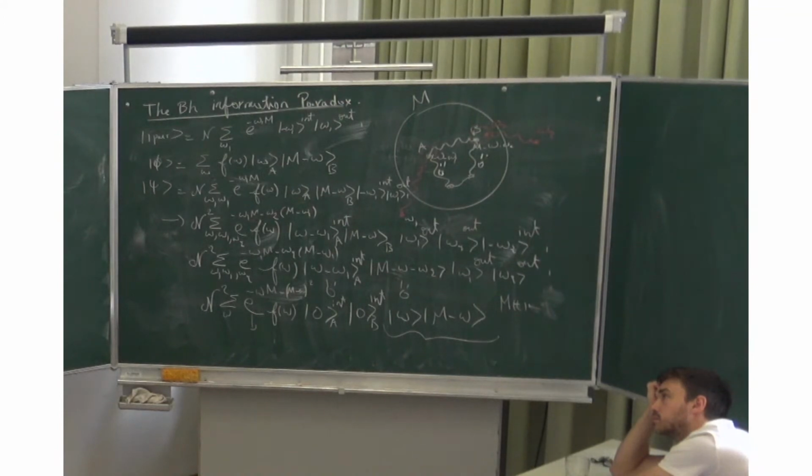Now, exactly at the Page time, which is defined as when half of the black hole entropy is emitted, or when half of the black hole mass is emitted. Here it's actually the same, because the entropy is the area, which is M squared. So yes, when half of the entropy is emitted.